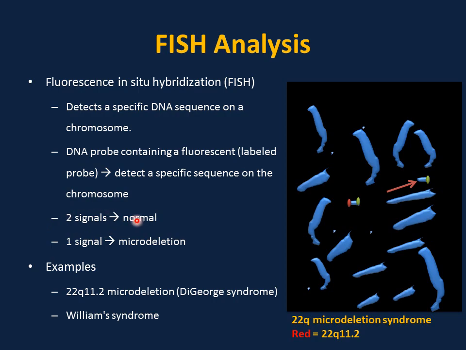If it gives two signals, this is normal, like here giving two signals, and if it gives just one signal, this is abnormal. And this is the long arm of chromosome 22, which is very short, and this is a microdeletion on the long arm of chromosome 22, which is DiGeorge syndrome. It can also be used for Williams and other syndromes associated with microdeletion. If this test is negative and you still highly suspect DiGeorge syndrome, microarray will be the best choice.